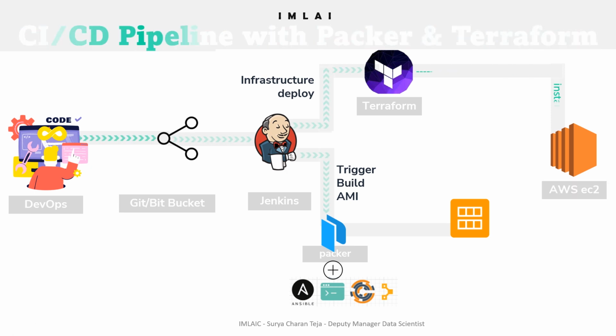So now Terraform into action. It has spun up the instance. We will use Docker. It has spun up the instance. Now the AWS EC2 instance is ready for you. On the other side, you have Packer. Packer has built an AWS AMI.